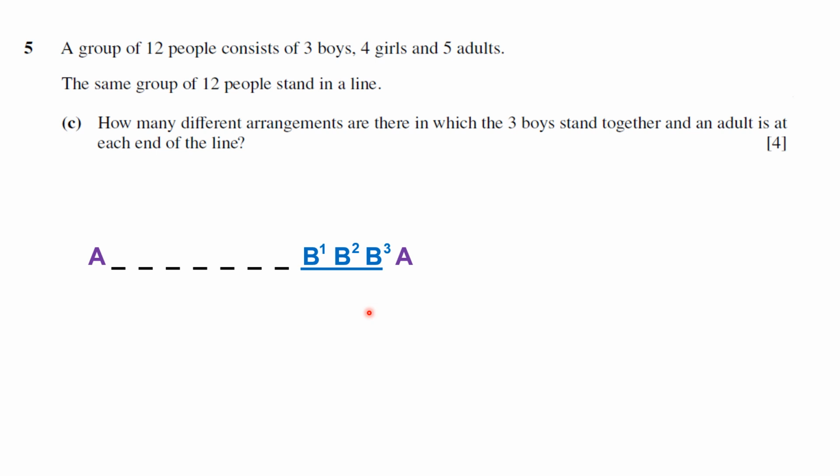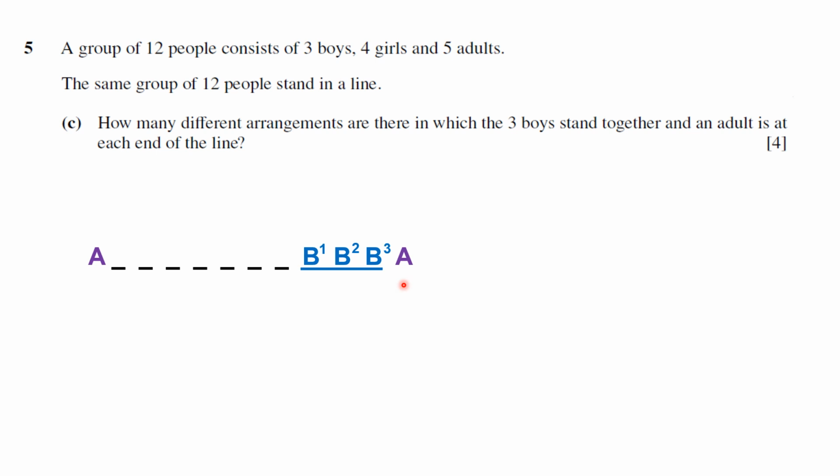So since the boys are together, we're going to regard them as a single entity. So we're going to count them as one here. So look, first things first, looking at the adults, we can see that the adults can only have two available slots right here. So out of 5 people, there's going to be only two slots being available.